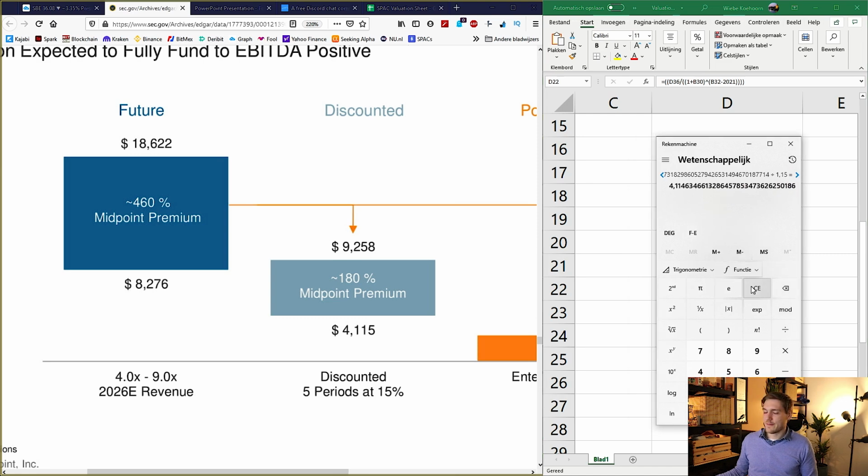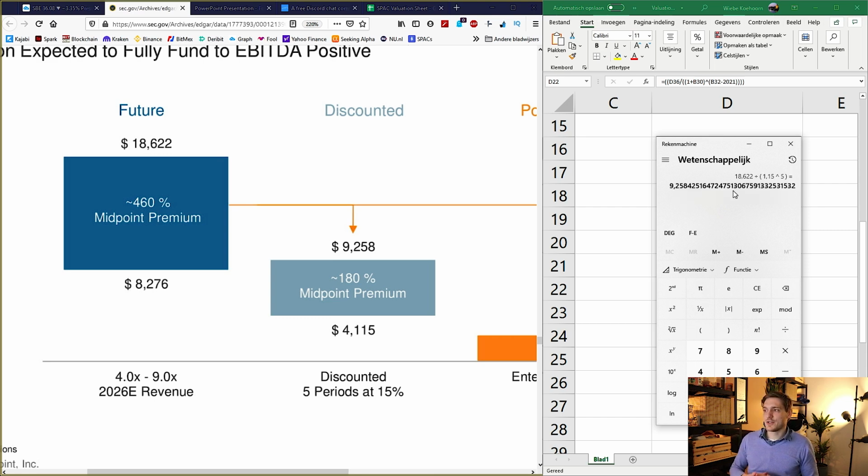Okay, very well. We can also do that with the high valuation. So we said for the high valuation, we calculated a future enterprise valuation of $18.622 billion. We can do exactly the same thing. But instead of just doing 1.15 and then doing that 5 times, you can also do it slightly faster, which is first to use parentheses as well, to divide it by 1.15, and you can do that to the power of 5, because you need to discount it back 5 years in time.